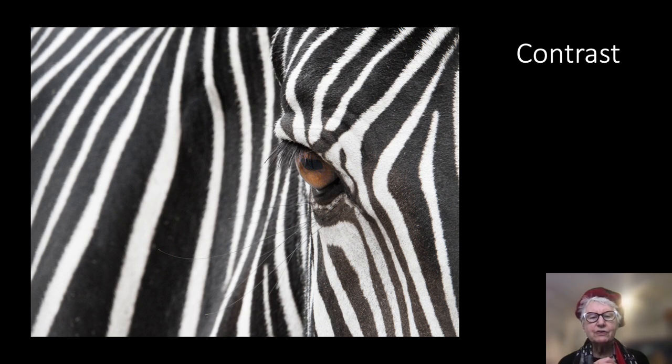The focal point is created by contrast. Now, contrast can mean a lot of different things. But the main thing is without contrast, there's nothing interesting happening. So here we have several kinds of contrast. We have the black and white and black and white and black and white of the zebra stripe. But all of a sudden we have this focal point and we push right into the eye because the eye has color. So this is contrasting the achromatic of the zebra with the chromatic of the eye.